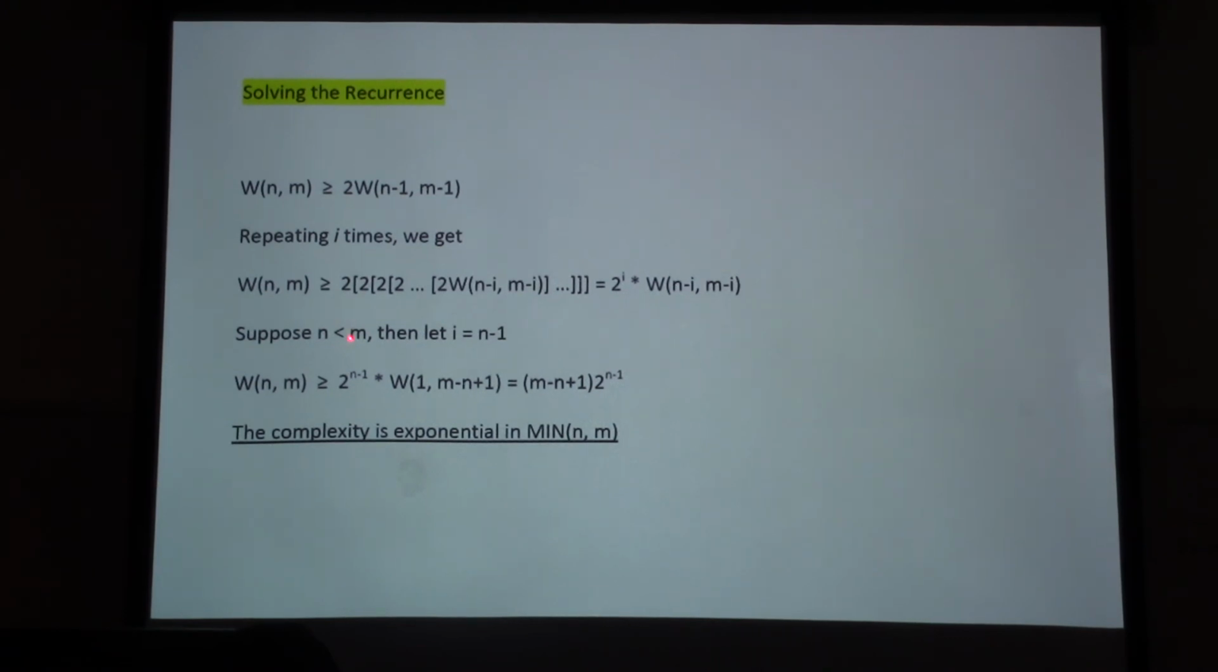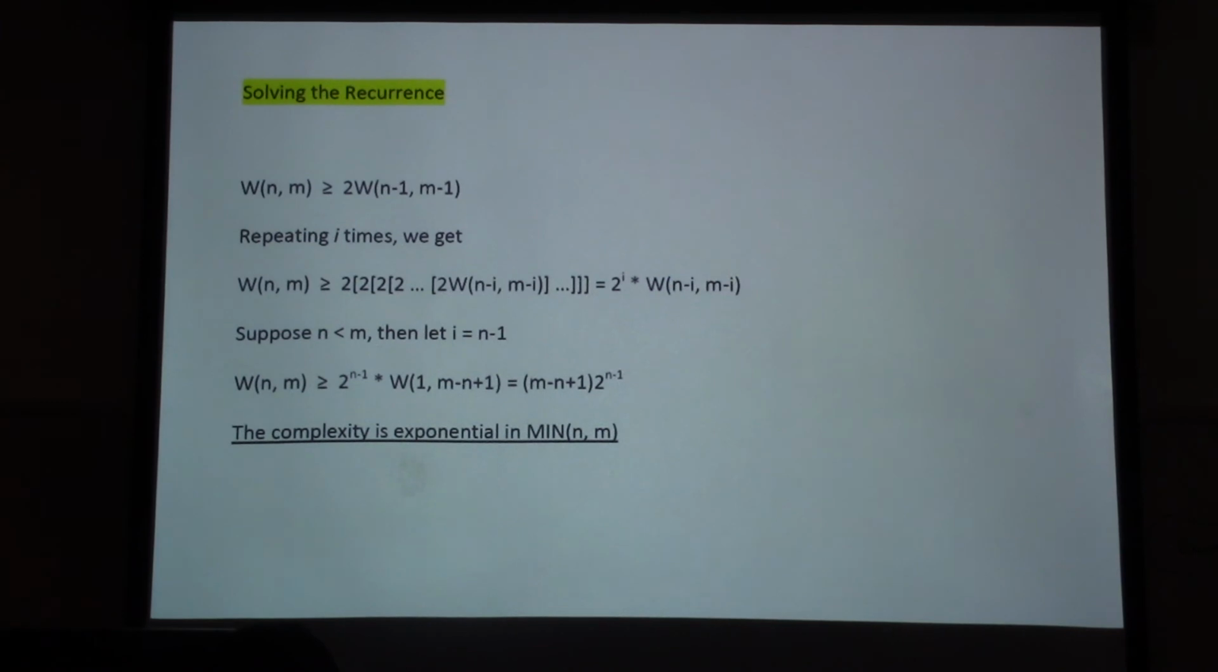So, suppose N is less than M, then we'll let I equal N minus 1. So now we're going to have 2 to the N minus 1 times W of 1, M minus N plus 1, which is going to equal M minus N plus 1 times 2 to the N. So our analysis leads to the following result. The complexity is exponential in the min of N and M. It's exponential in the smaller of the two variables.